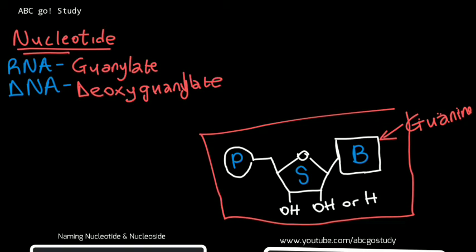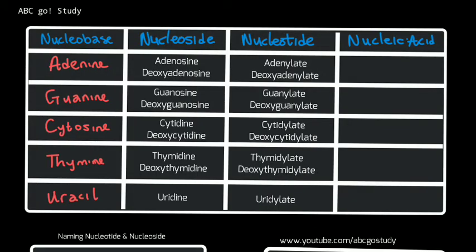And don't forget that if it is an RNA, this OH is the usage of ribose. If it's a DNA, the usage of this H is deoxyribose. So in summary, if you have something like adenine, as you can see here, and you are looking for the nucleoside, if it is in RNA, it will be adenosine, and in nucleotide it will be adenylate.